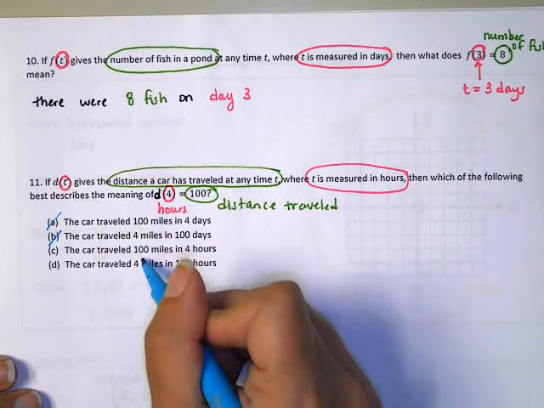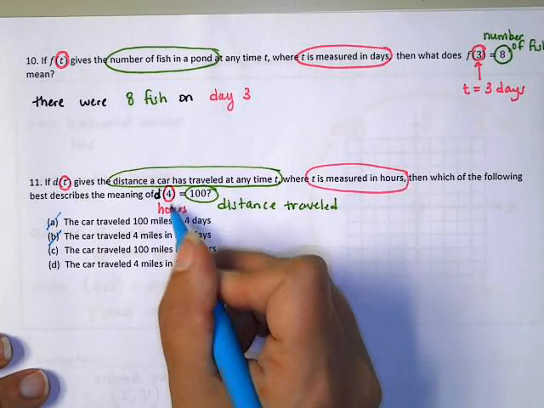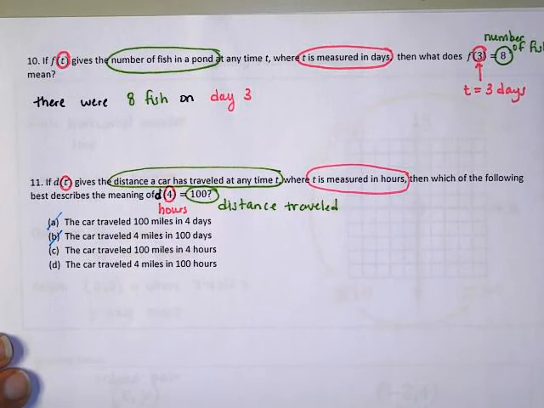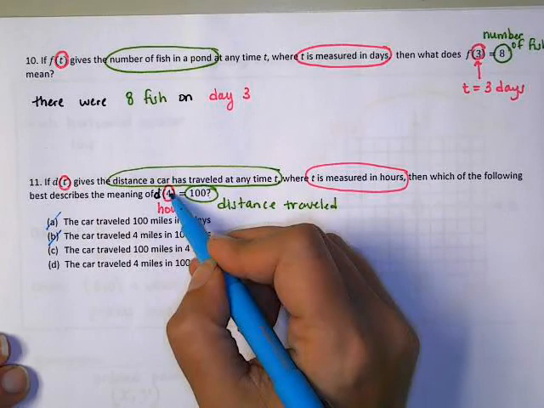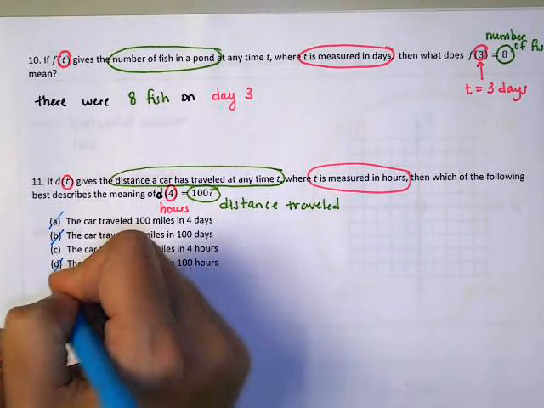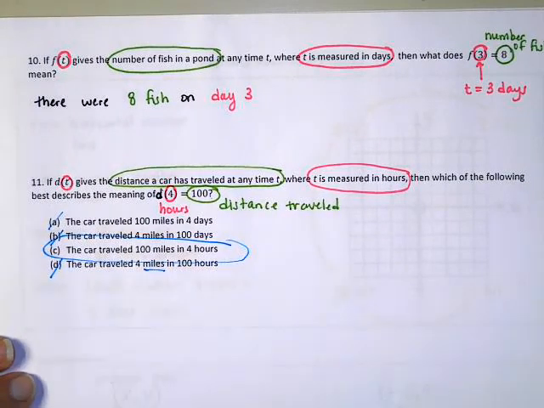The car traveled 100 miles in 4 hours. Well, that seems to make sense. 4 hours and the 100 miles is the distance. Let's just double check that part D doesn't make any sense either. The car traveled 4 miles in 100 hours. Again, 4 is the number of hours, so since this says miles, that's out. That narrows it down so that C must be the correct answer.